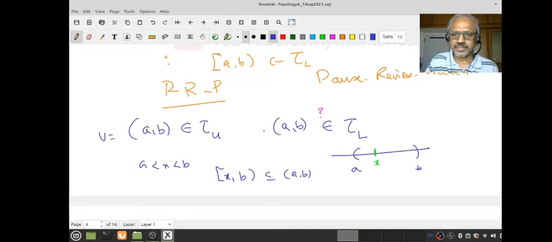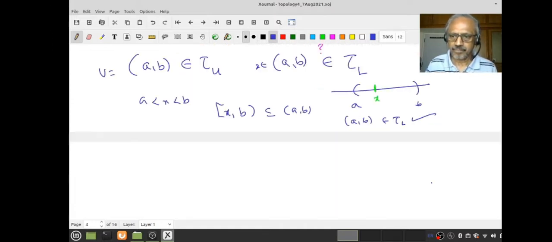You start with any x here, then I have to say whether there exists an element of this script B. Any element of script B is of the form semi-closed interval. Have I got it? Therefore, what is the claim? What is the conclusion? Therefore, (a, b) belongs to tau L.